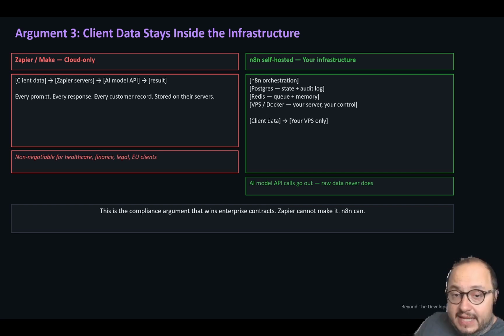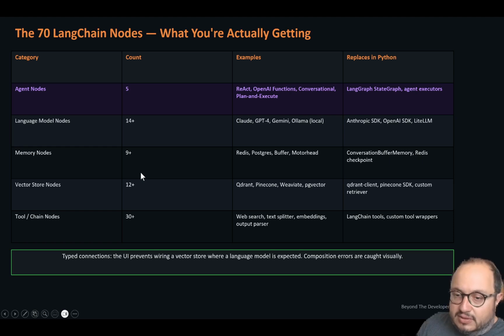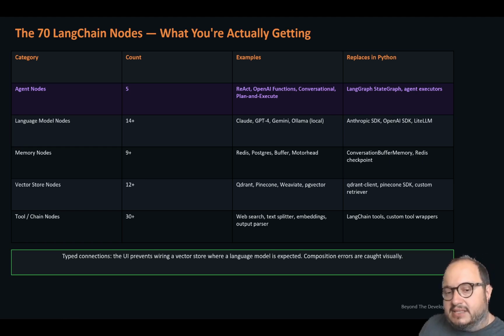I have closed at least two contracts in the last year where self-hosting was the deciding factor. The client had a short list of candidates. I was the only one who could show them n8n running in Docker on their own infrastructure with their data never leaving it. Now I want to show you what is actually inside n8n 2.0, because the 70 LangChain nodes are the thing that makes all of this possible.